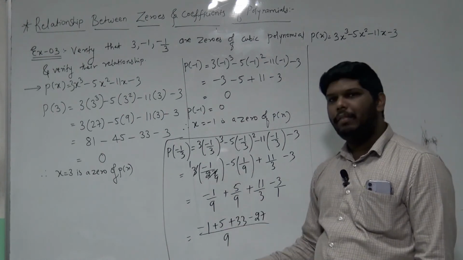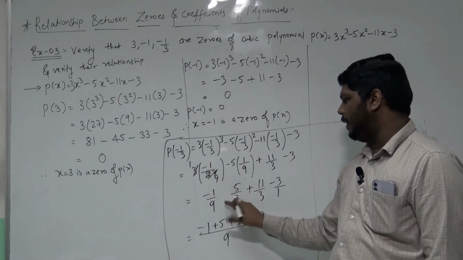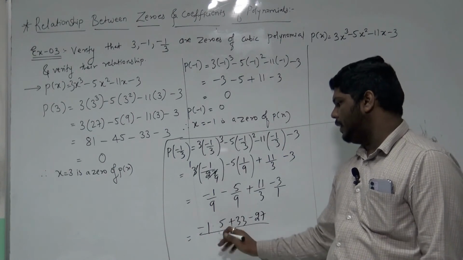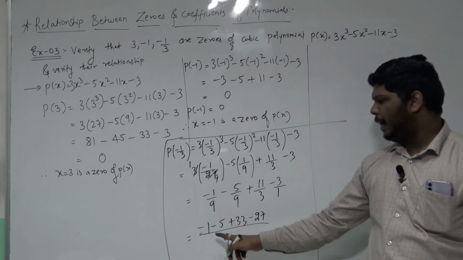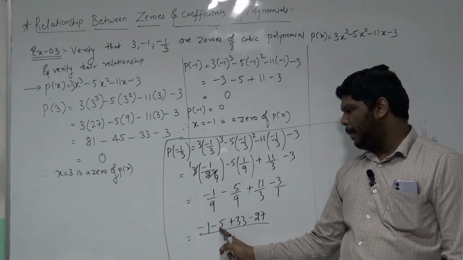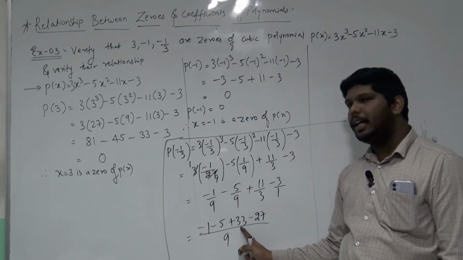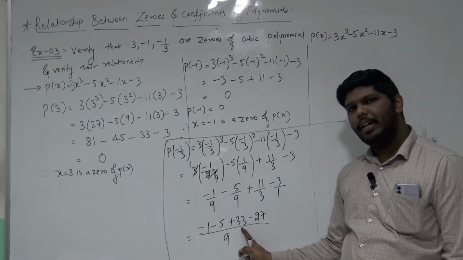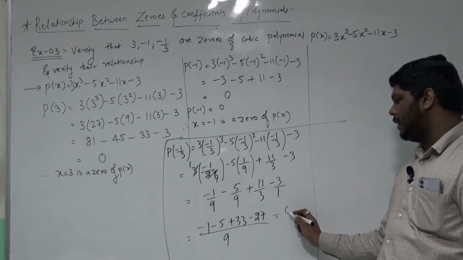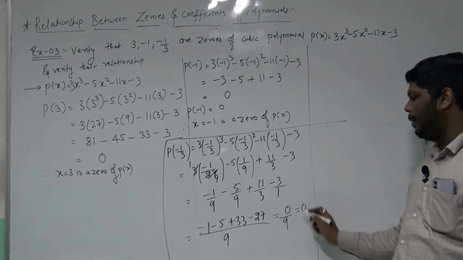So a small mistake we have done, right? This was negative 5 only, so I'll just make it negative 5. Here also this is negative 5, right? So I am getting here minus 1 minus 5 is minus 6 plus 33. What you will get? Plus 27, and 27 minus 27 will be once again 0. So 0 upon 9 will be again 0.